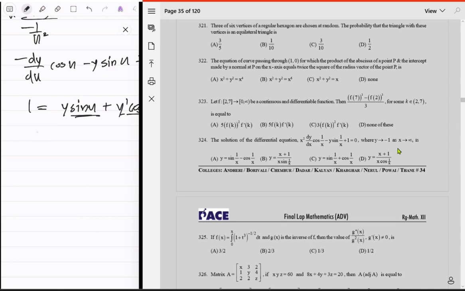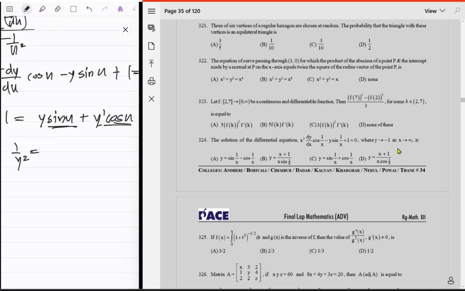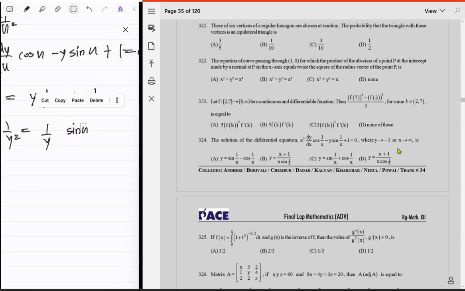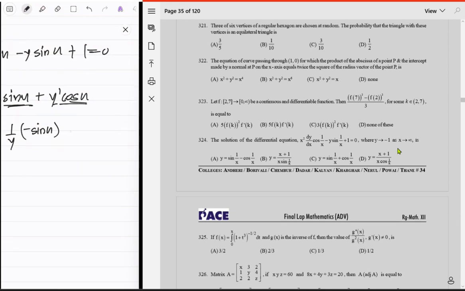We have to divide by y square. It's just 1 upon y square is equal to what? It's just equal to 1 upon y sine u. It's like negative 1 upon, yeah, so negative, in fact just 1 upon y and then you got negative sine u, and then you just have plus negative 1 upon y square y dash and then cosine.